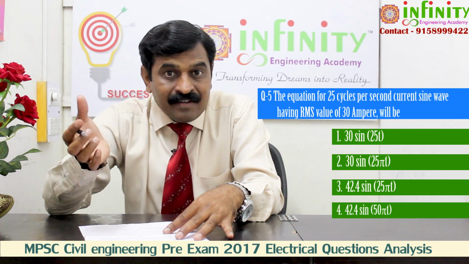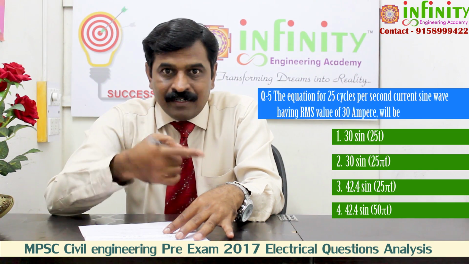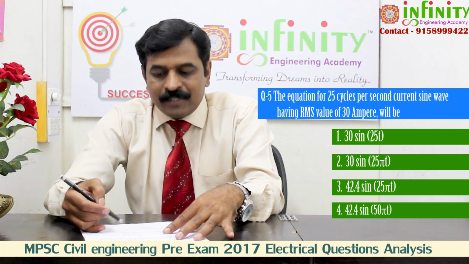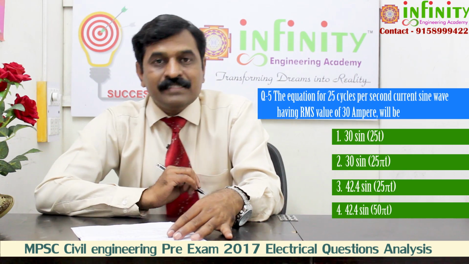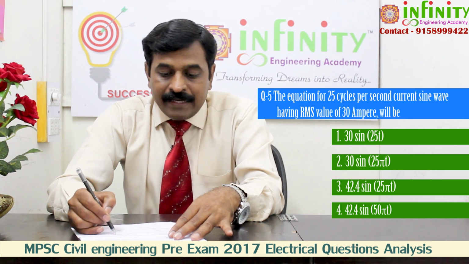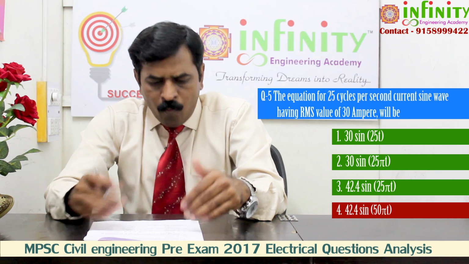So what is omega? Omega is nothing but 2 pi f. f is given, that is 25. 25 multiplied by 2 gives 50 pi t. This is nothing but the angular frequency. That 50 pi t is given only in the fourth option, and that's why this is the correct option. You should go through each and every option also. Why is this option not correct for this question?